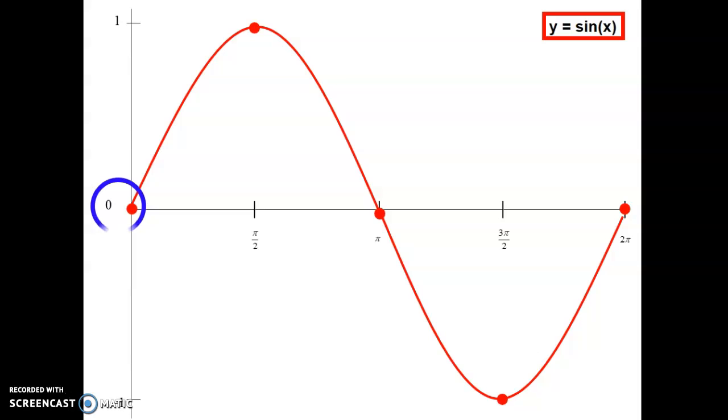Again, as a quick reminder, why does sine start at 0? Because at 0 pi, the y value is 0. This is going to be an important thing to remember when we graph more complicated versions of sine.